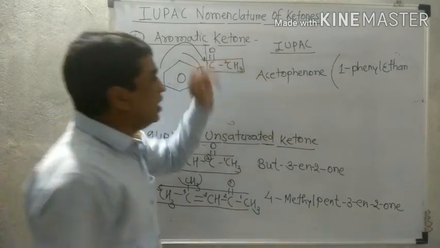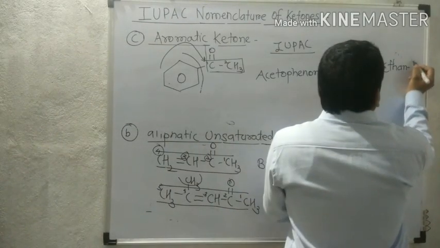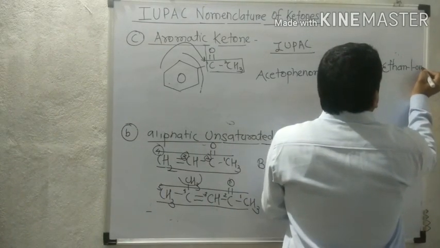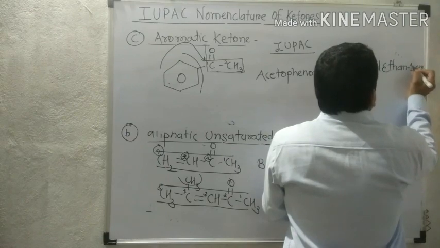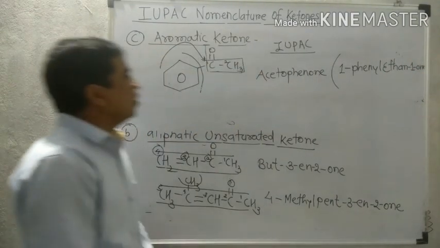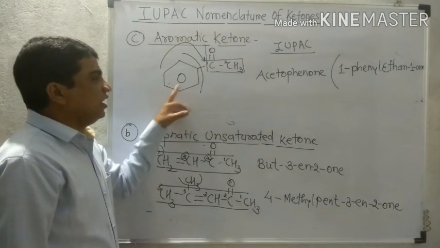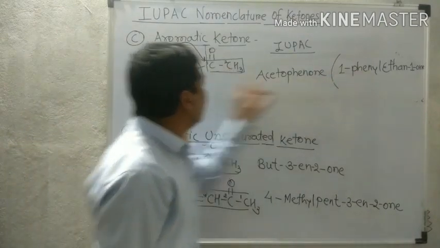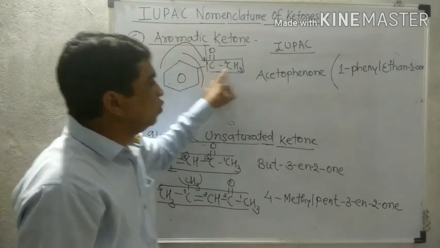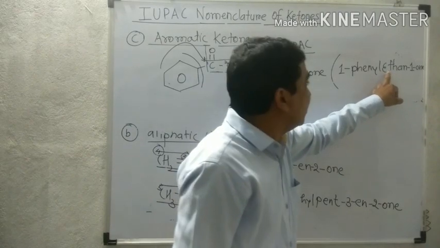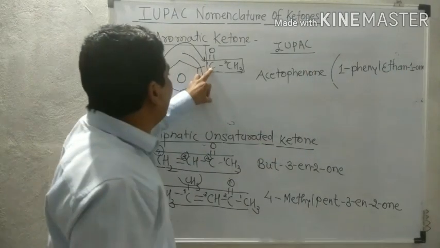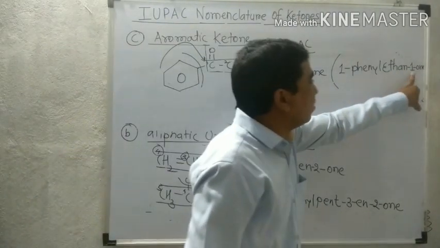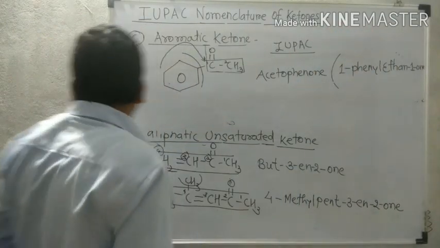1, 2, ethane. And where is the C double bond O represented? At first. Ethane, 1, one. 1 contains phenyl, 1 phenyl. How many total carbons are there? 2 in the chain. Therefore, ethane. Where is the C double bond O located? First carbon, 1, and ending one.